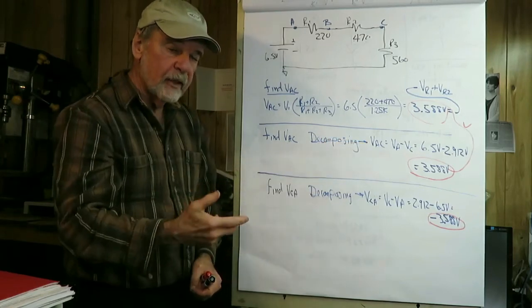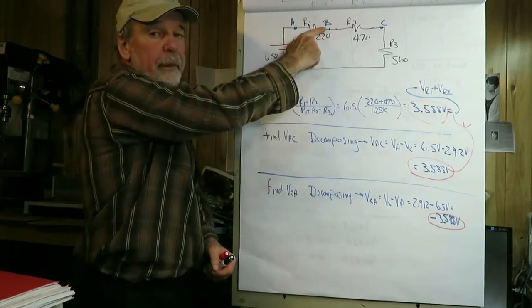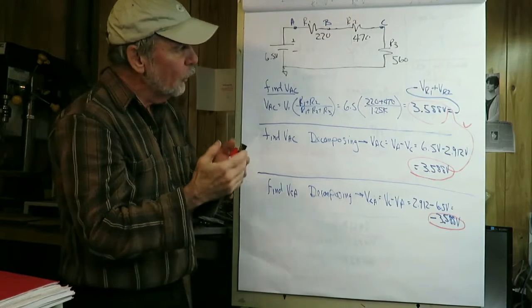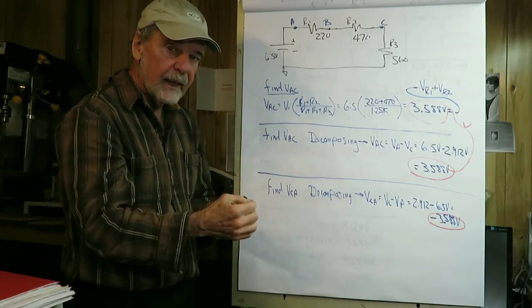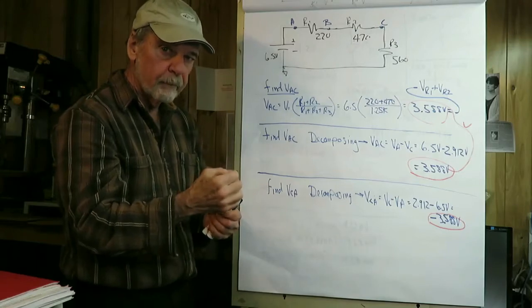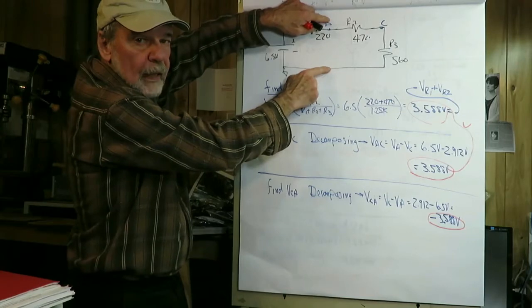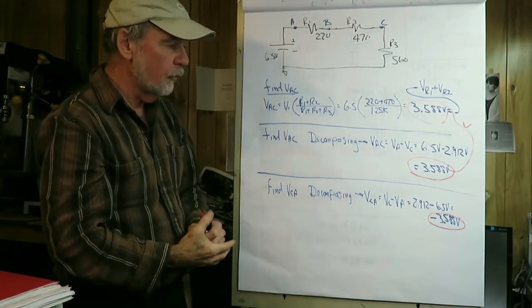Now everything we measure has two subscripts. Here I have B, so VB sounds like a single subscript. Whenever you have a single subscript, the second subscript isn't written down, it is assumed to be ground. So if I said what's VB, the voltmeter would be across ground and B. So that too is a doubly subscripted variable.